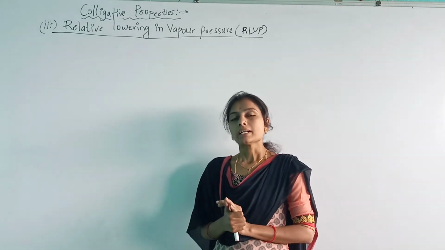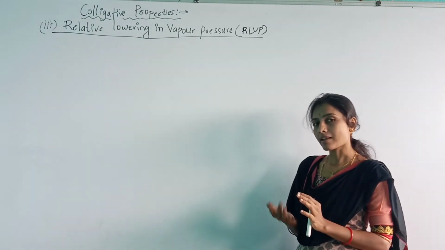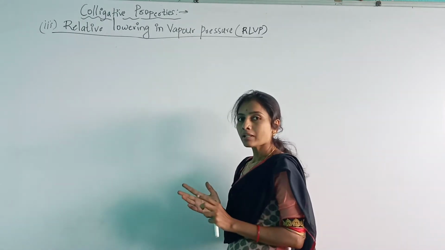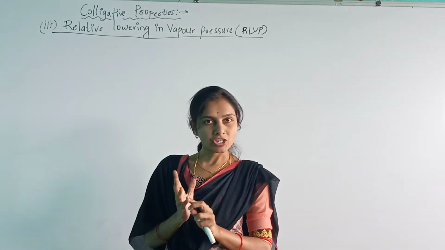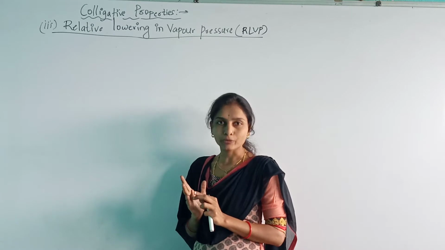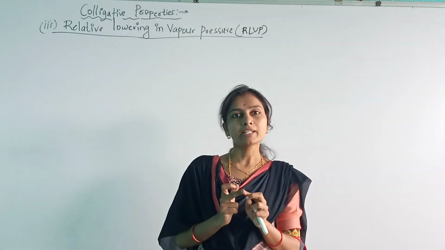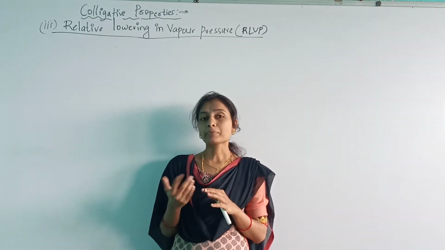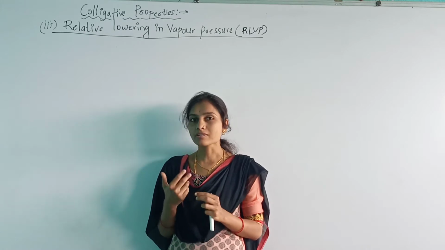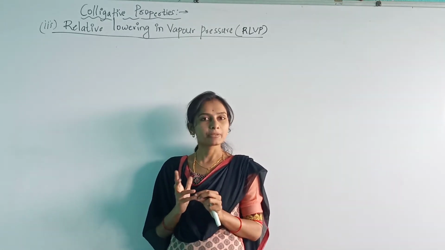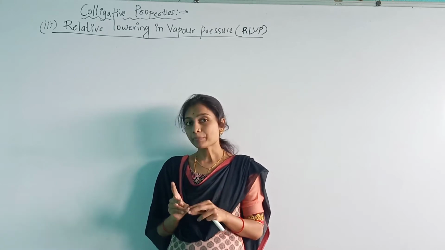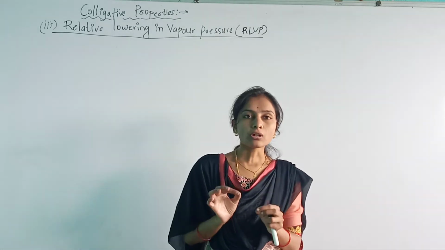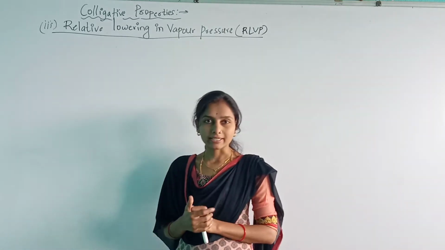Solutions have four kinds of colligative properties, namely relative lowering in vapor pressure, elevation in boiling point, depression in freezing point, and finally osmotic pressure. In the previous video we covered two of them, elevation in boiling point and depression in freezing point, derived both, and solved one numerical of each kind.